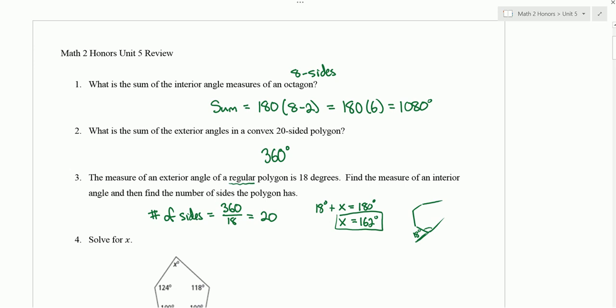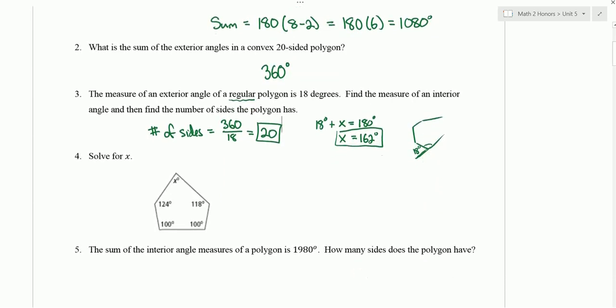All exterior angles, the sum of all of them is 360. So we know there's 20 exterior angles. But the number of exterior angles is the same as the number of sides. And it's the same as the number of interior angles. So 20 is the number of sides. 162 degrees is the measure of each interior angle.